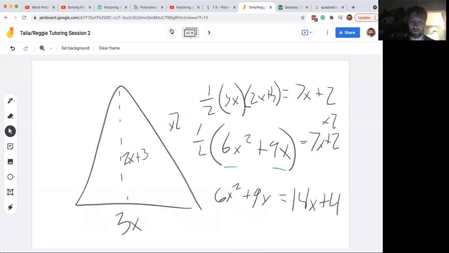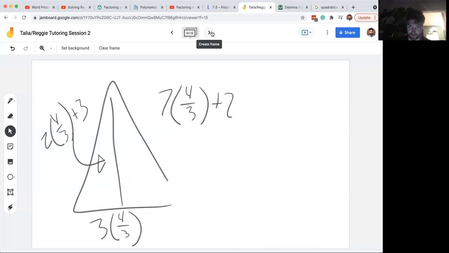It's probably going to be 4/3, because this bottom here would not equal 3 times negative 1/2. So we can also then plug in and see what we get here. So let me prepare my last slide. So now we have 3 times 4/3 for my base. My height is going to be 2 times 4/3 plus 3. And my area is going to be 7 times 4/3 plus 2. Let's see if they all work out. This is just checking our work.